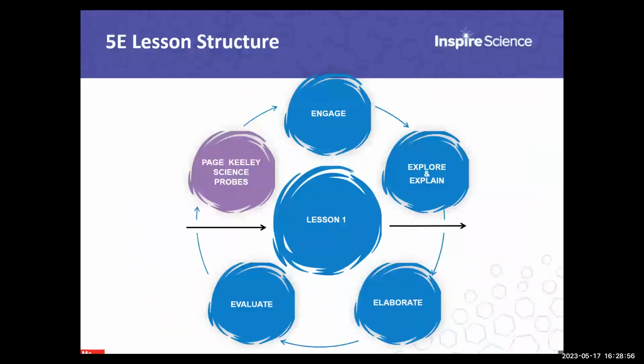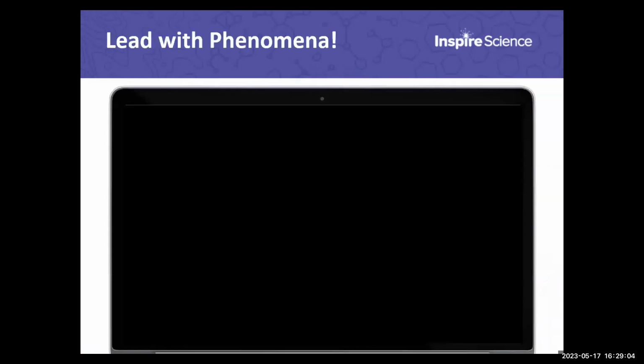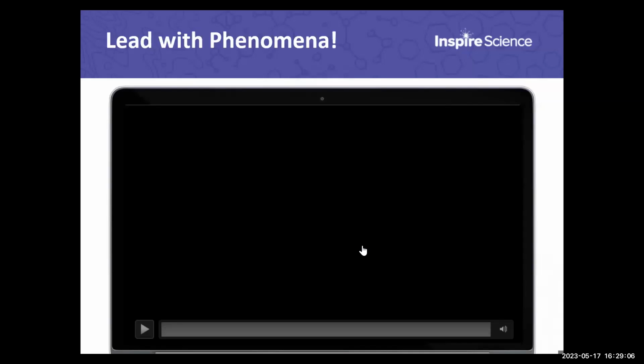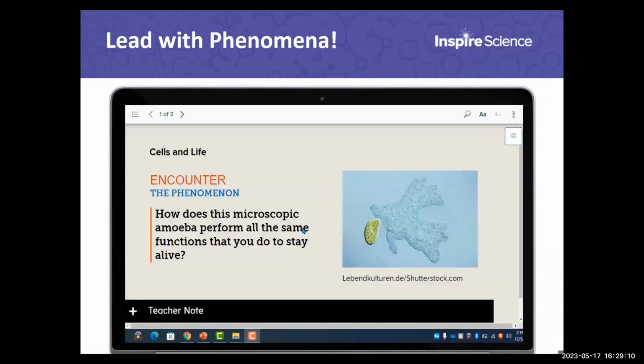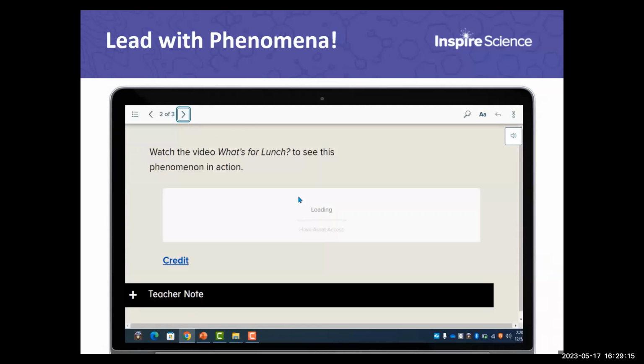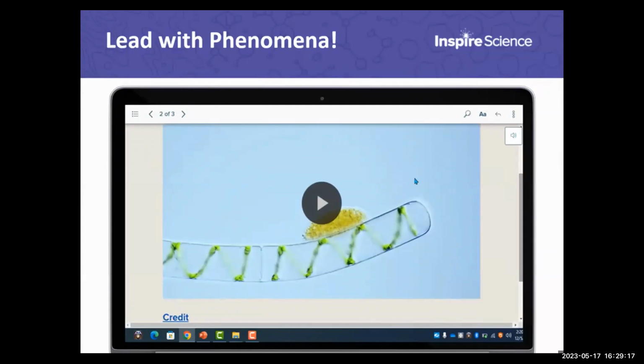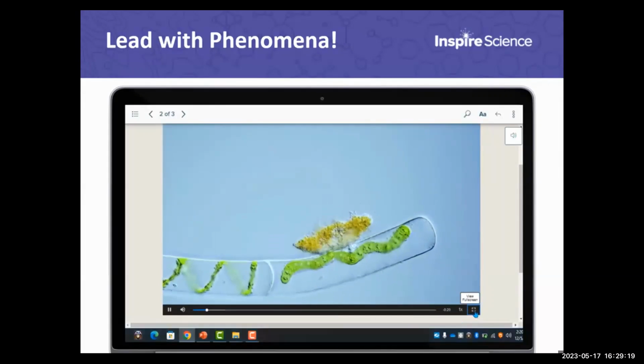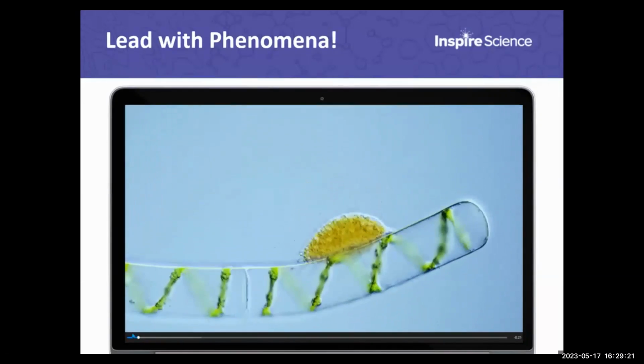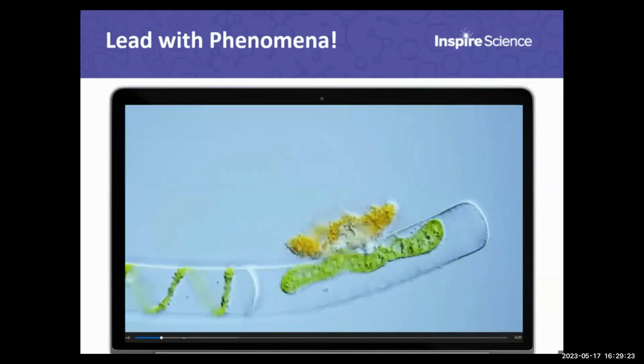How does phenomena express itself here? Well, with the same 5E lesson model, starting with that Page-Keeley probe. And then we go into engage, and engage will start with a phenomena. So remember, a phenomena can be a video. Let's take a look at a middle school example. Here is, how does a microscopic amoeba perform all the same functions that you do to stay alive? Let's take a look at this microscopic amoeba here. Is it moving? Do we move? Yeah, we move. So far, we're very similar.